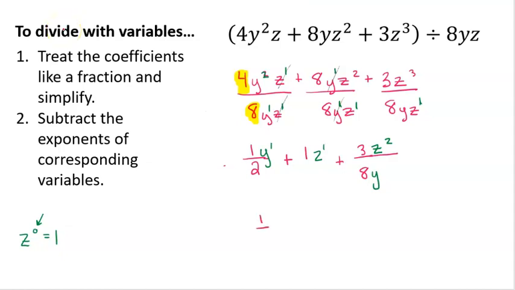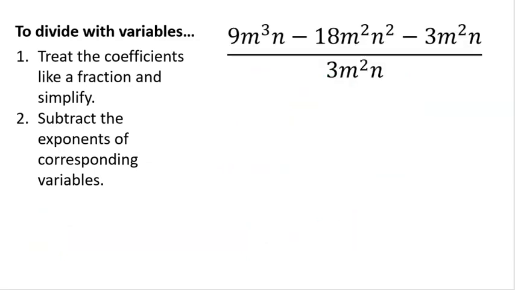So I have 1/2 y, and I don't need to put the first power, plus z, because I don't need to write the 1 as a coefficient or the 1 as the exponent, plus 3/8, and I can keep that z up in the top and the y down in the bottom. And that's going to be my answer. Let's go ahead and go on to the next one.